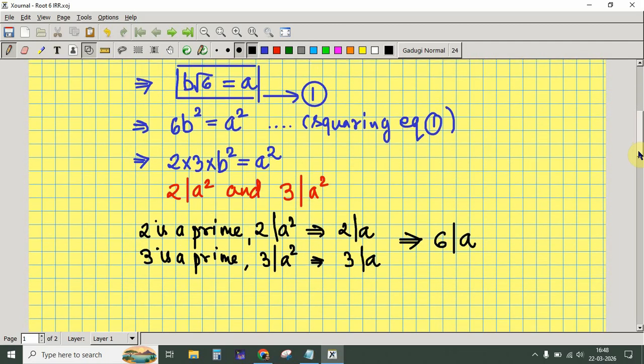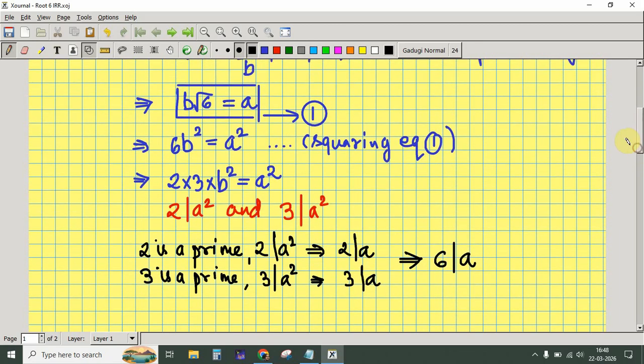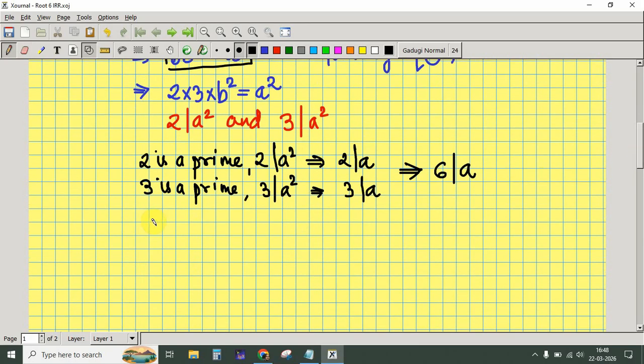So 6 divides A. I realized that I have to change the numbering of this equation. Let me mention this as my equation number 1. Okay. Now 6 divides A. This in turn gives me A equals 6 times some number. So 6 divides A, iska matlab A will be a multiple of 6, A = 6M, where this M belongs to the integer set.